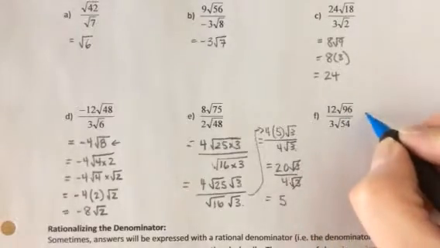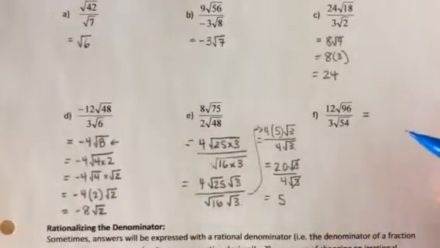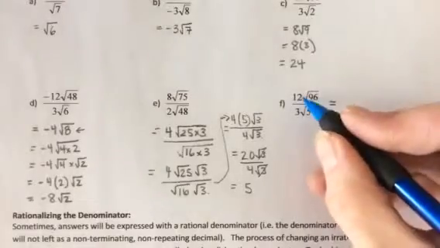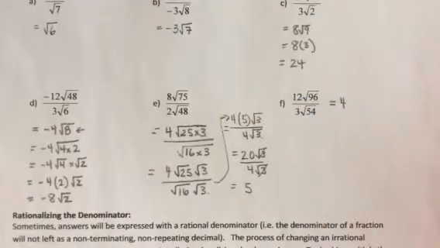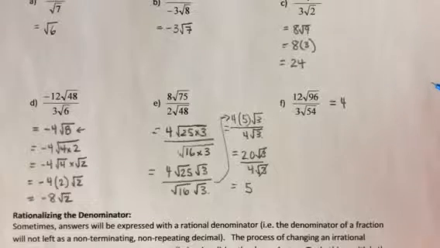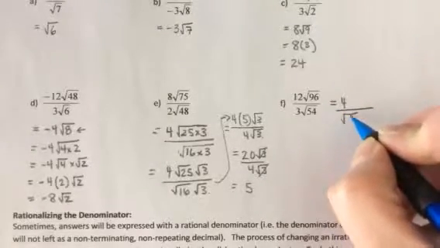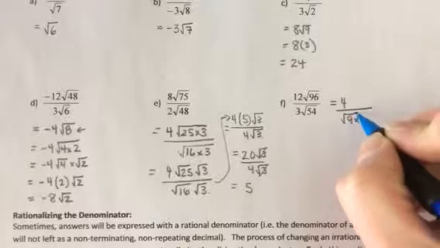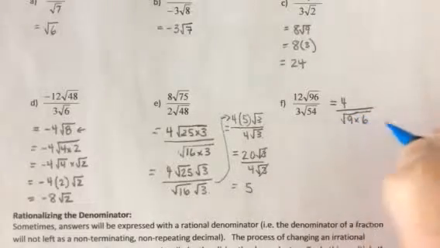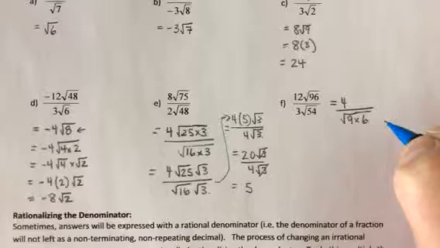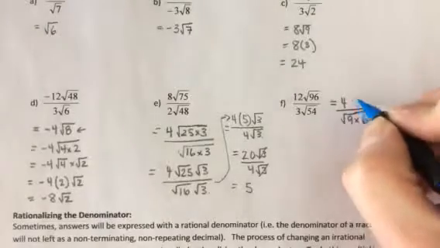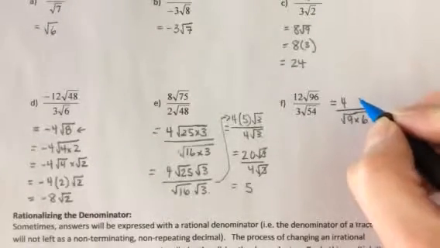For the last one, I'll just write it beside here, we can probably do the same thing. I'm thinking 12 divided by 3 is a 4. And 96, I'm sure there's a perfect square that will divide 96. How about, well, let me skip that for a moment. 54 is the square root of 9 times 6. Let's see here. I think 36 times 3.